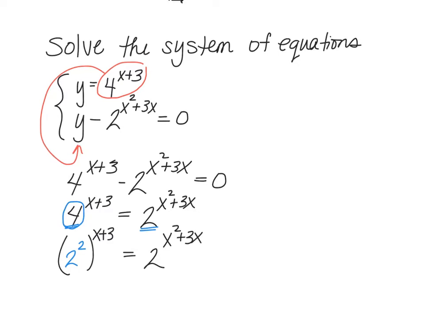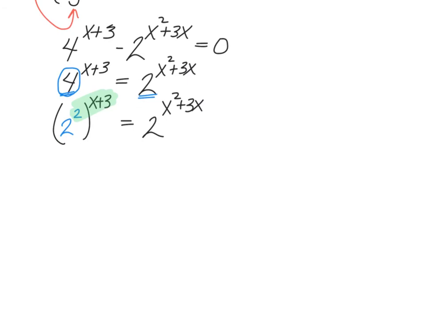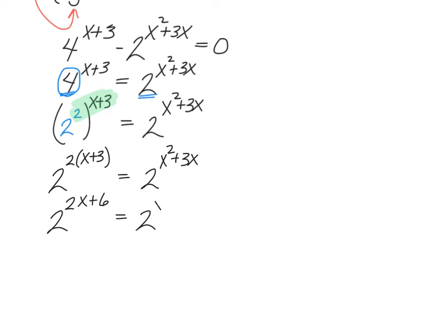So on the left-hand side, we have a power raised to a power. And so if you remember your properties of exponents, you multiply your exponents when you have a power raised to a power. So we'll multiply our exponents here, which means we'll be multiplying the 2 times the x plus 3. So we'll have 2 raised to the 2 times x plus 3 power is equal to 2 raised to the x squared plus 3x power. Then I'll go ahead and distribute my exponent. So I'll have 2 raised to the 2x plus 6 power is equal to 2 raised to the x squared plus 3x power. And then notice I've reached the point where the bases are the same.